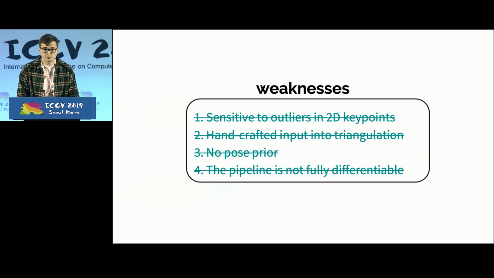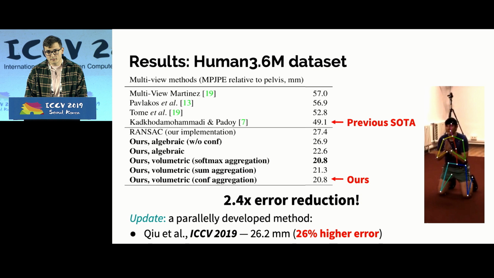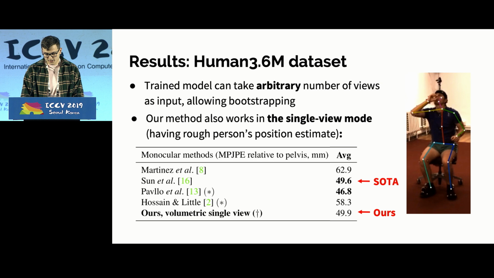Volumetric triangulation additionally improves accuracy, drastically reducing the previous state-of-the-art error by 2.4 times. Even compared to the best parallel developed method by the MSRA group, our method still offers significantly lower error. This model can take an arbitrary number of images as input, thus allowing bootstrapping. The method works even for a single image, demonstrating accuracy close to the best monocular methods.